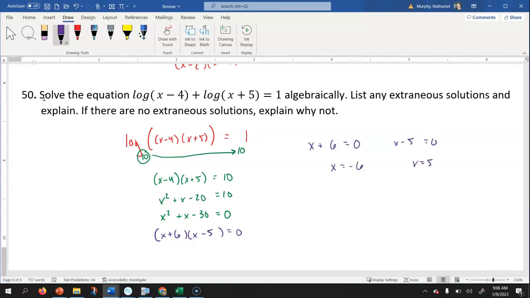But again, we want to check for extraneous solutions. And negative 6, if I plug that in, negative 6 minus 4 would be negative 10, and negative 6 plus 5 would be negative 1. In either case, we can't have the log of a negative number, so this one is extraneous. But x equals 5 would be an actual solution.